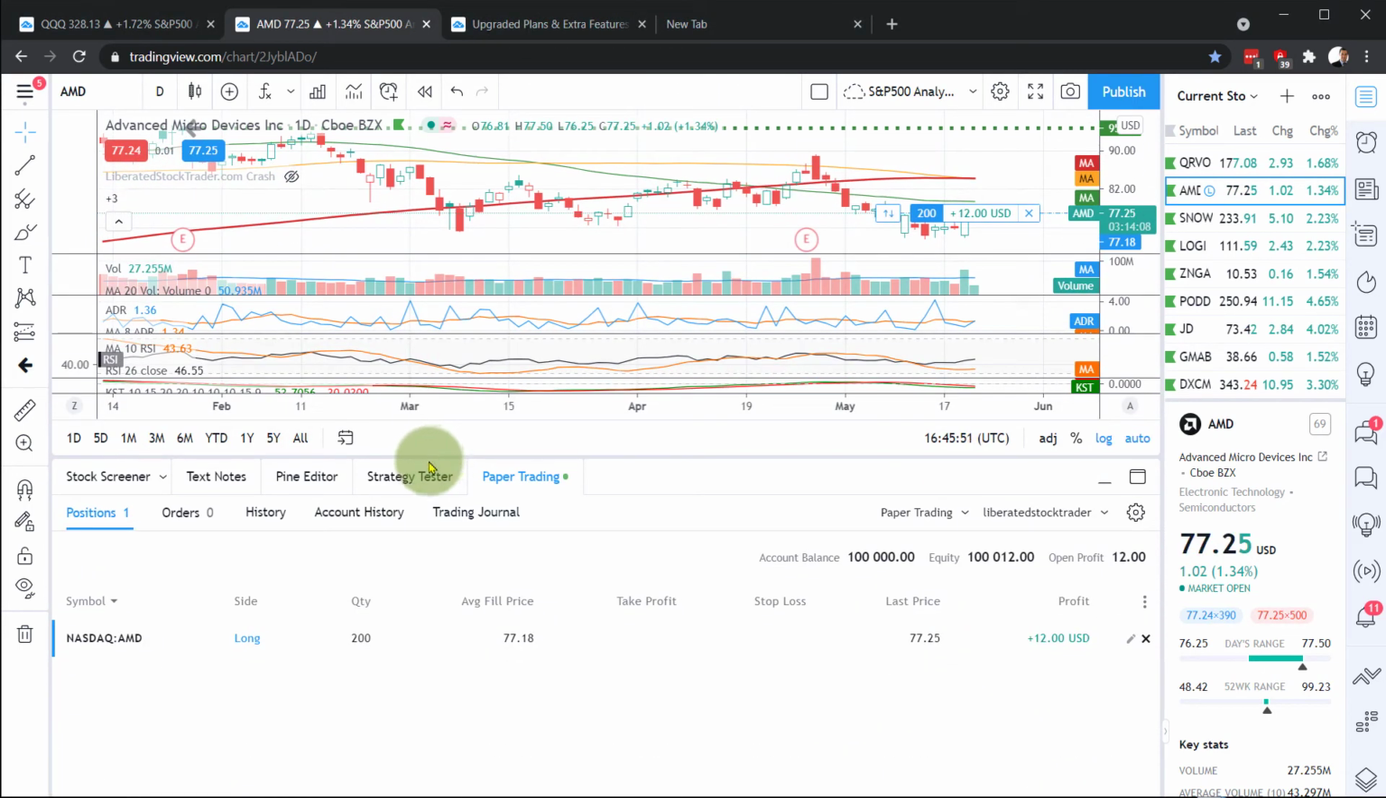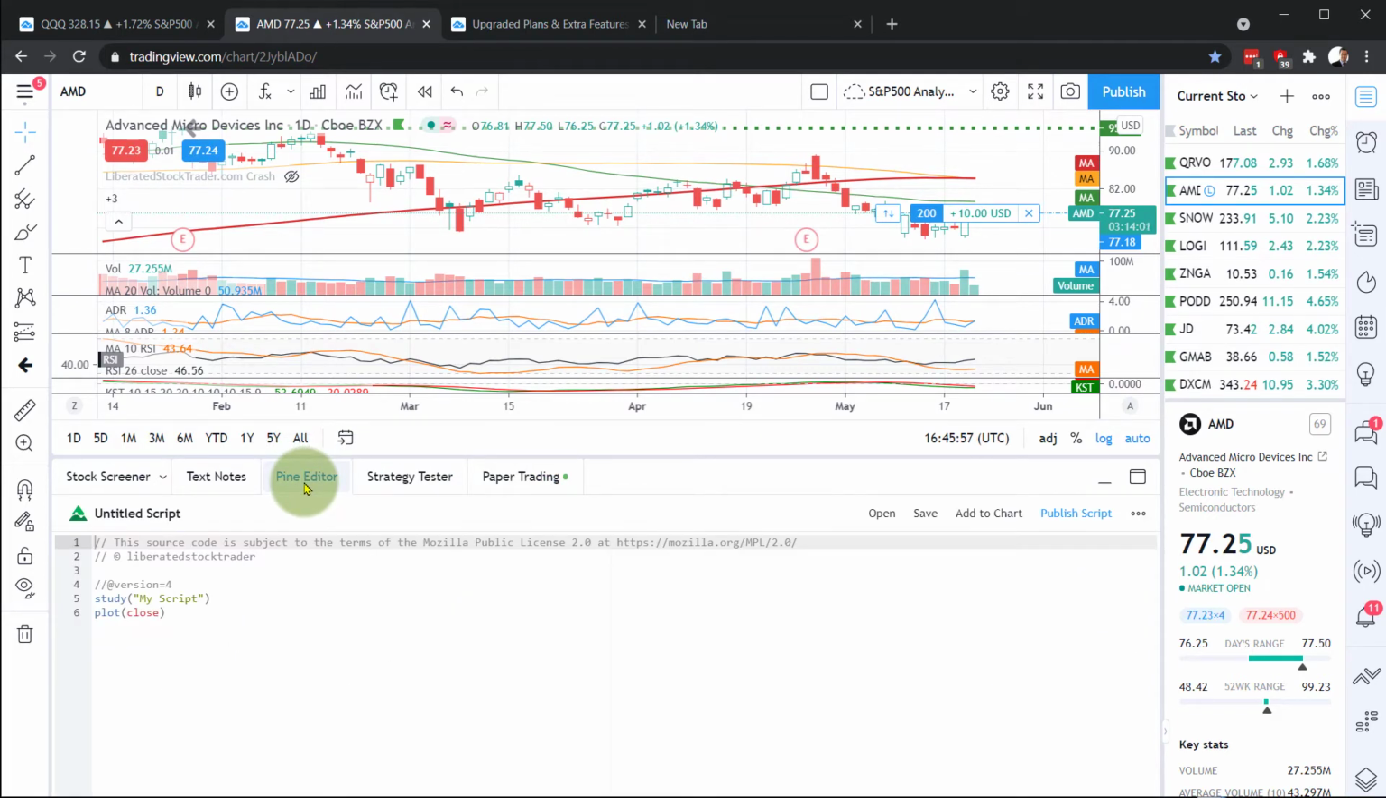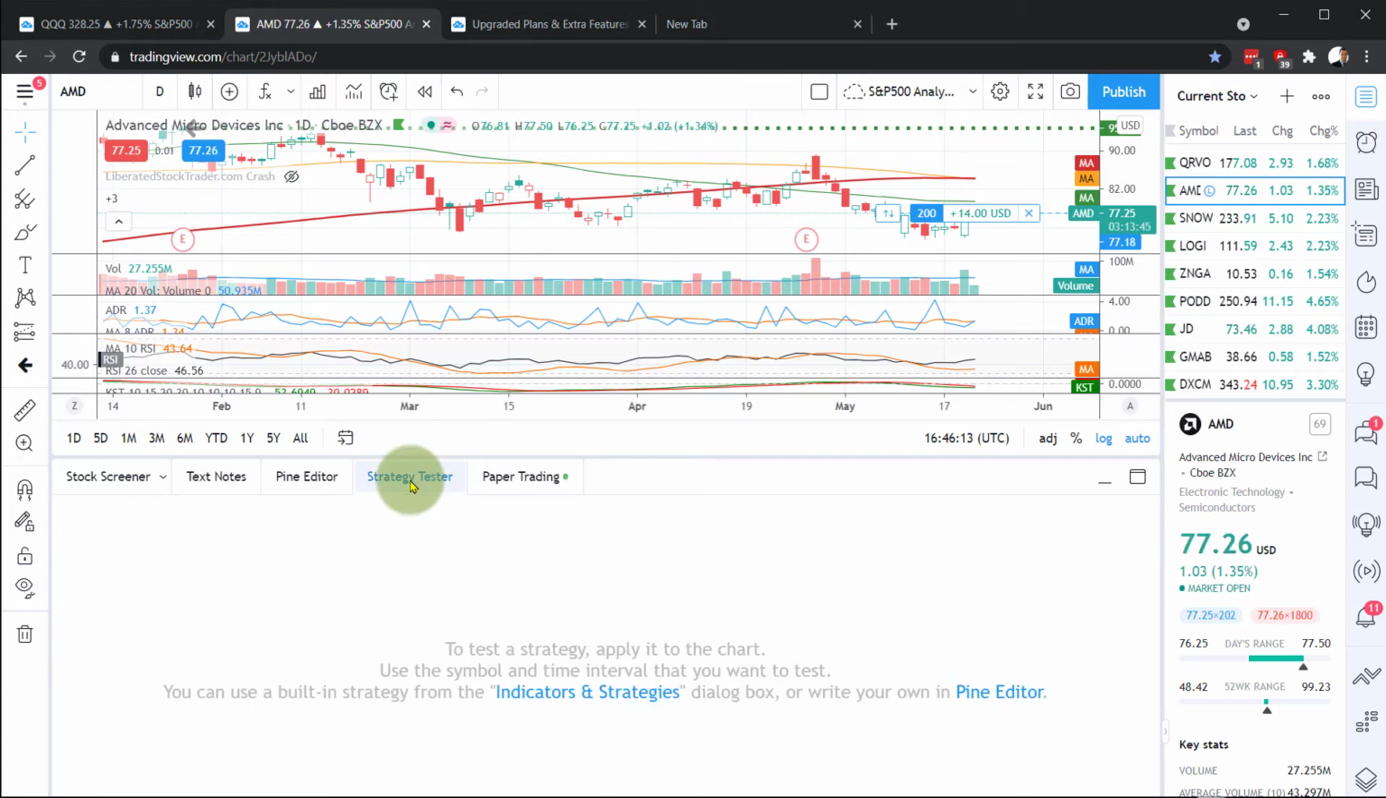So here at the bottom we have this panel, and they have what's called the strategy tester. So we have what's called the Pine editor, and this is where you would enter in the script for your strategy. And it's actually surprisingly easy to use, believe it or not. I'm not a coder, and I've developed the Liberated Stock Trader Crash Detector strategy.